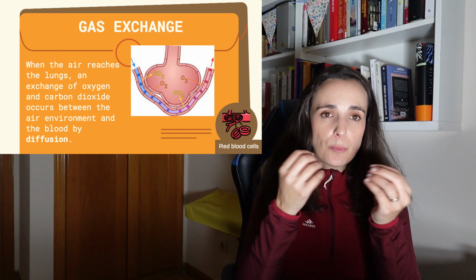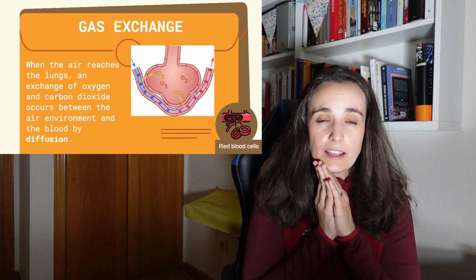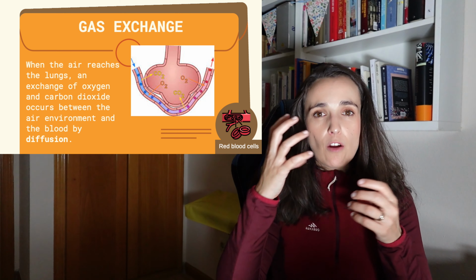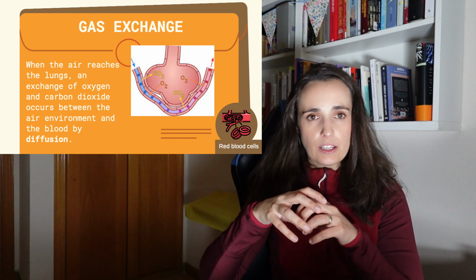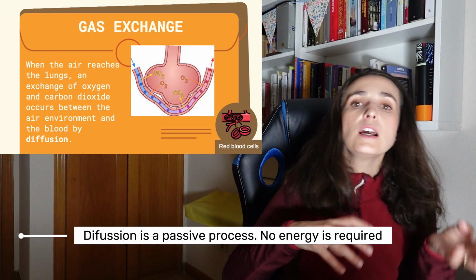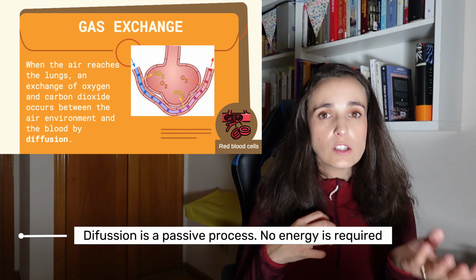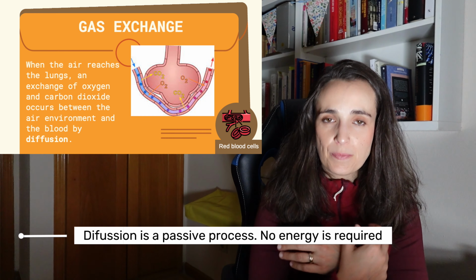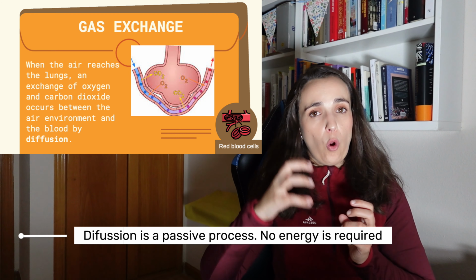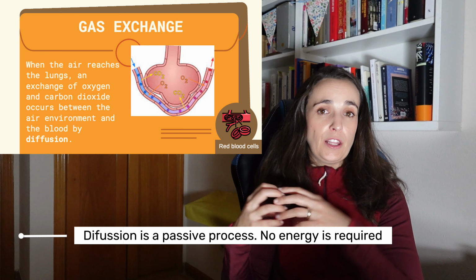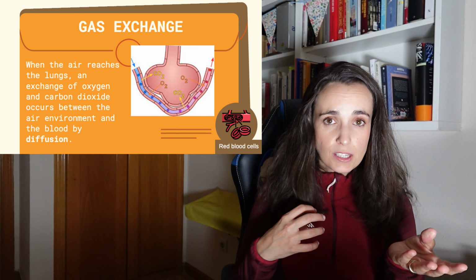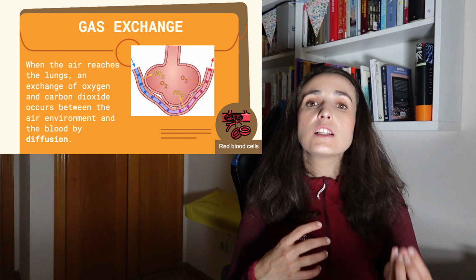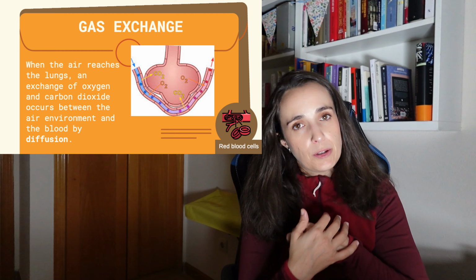So they will compensate the concentration, they will diffuse from one side to the other. From the side that has more oxygen to the side that has less oxygen, and from the side that has more carbon dioxide to the side that has less carbon dioxide. They will try to equilibrate. In this way, oxygen will go from the air in the alveoli to the blood in the capillary vessels, and carbon dioxide from the blood in the capillary vessels to the air in the alveoli.